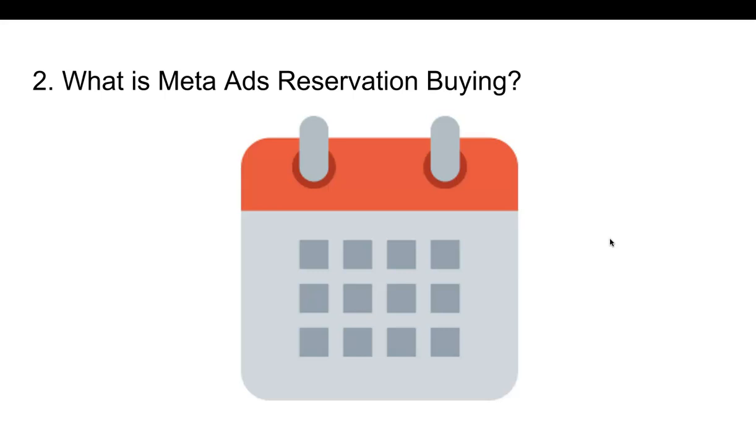So that's auction buying. Next, we have what is Meta ads reservation buying. Reservation buying was previously called reach and frequency. It lets you pre-book an ad space and lock in your costs ahead of time.